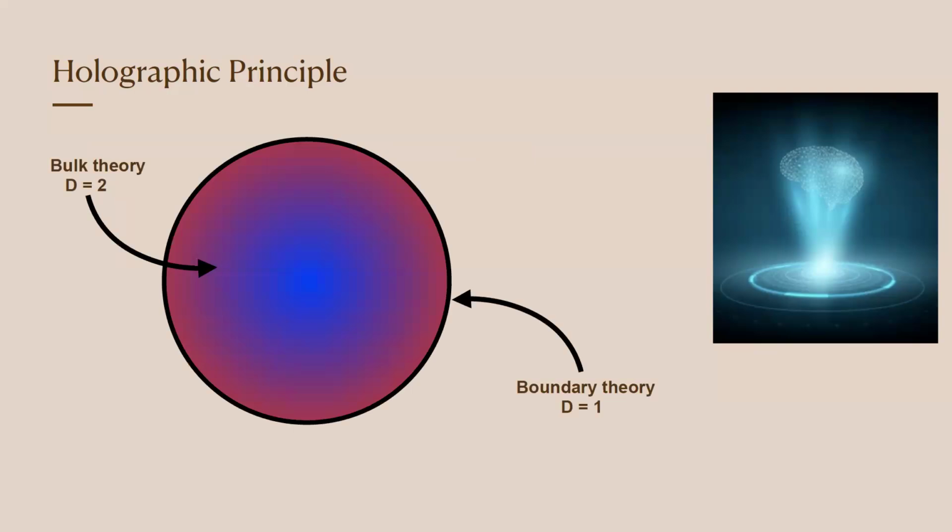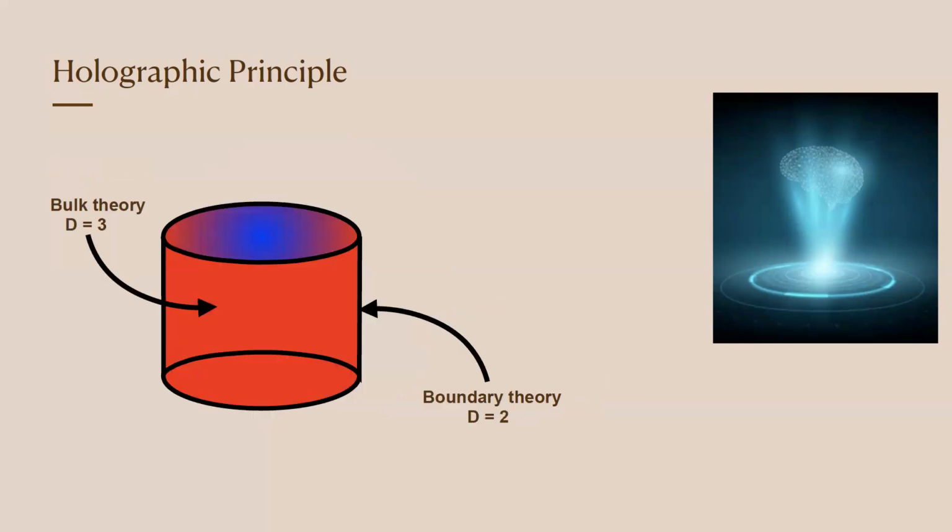Okay, so examples. We have a bulk theory, which is a two-dimensional theory, which is like this or something. And we have the edge. This edge is a boundary, which is one dimension. Okay. So the holographic principle tells us that whatever is happening here is encoded on this edge. And similarly in higher dimension, the bulk is three-dimensional and the boundary is two-dimensional, like a cylinder.